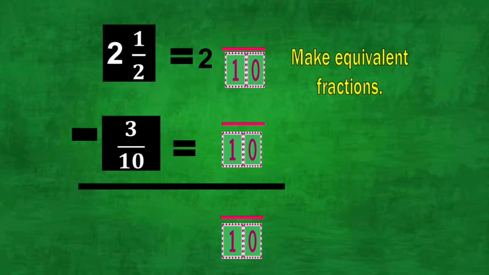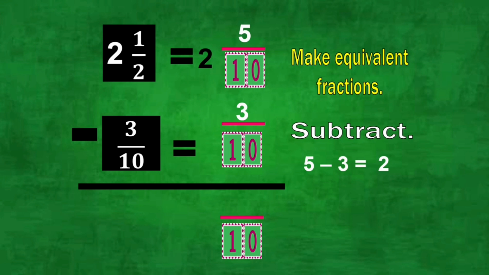Again, let us make equivalent fractions. 10 divided by 2 times 1 is equal to 5. 10 divided by 10 times 3 is equal to 3. Then subtract. 5 minus 3 is equal to 2. Then copy the whole number.